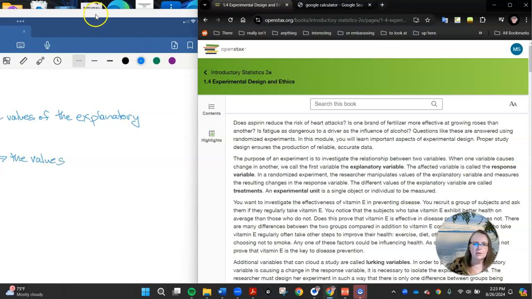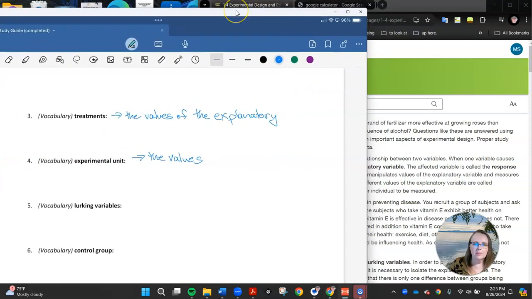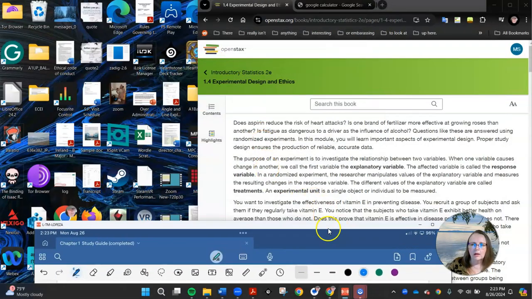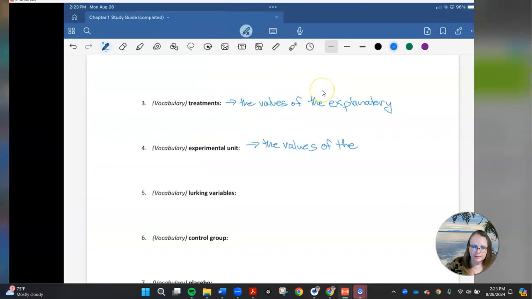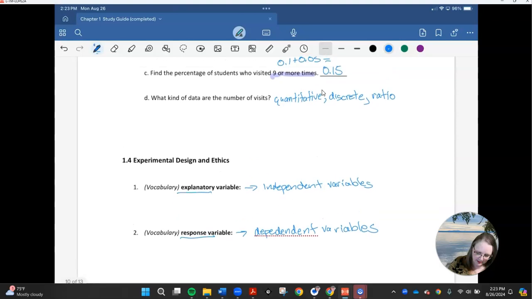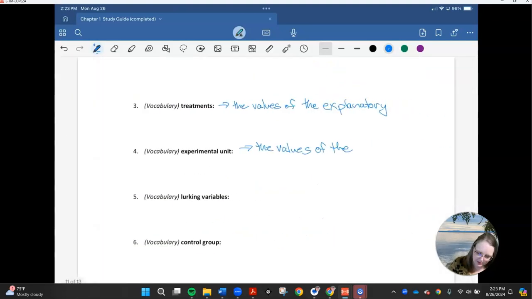Oops, I realize that you can't see half of what I'm writing here. Let me just make it full size here. The values of the response variable.